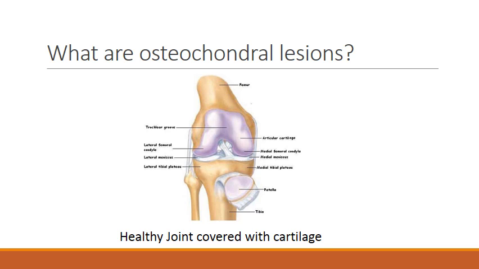The bones in your joints are covered by cartilage. The purpose of this cartilage is to protect your bones and make it easier for the bones to move over and glide over each other.